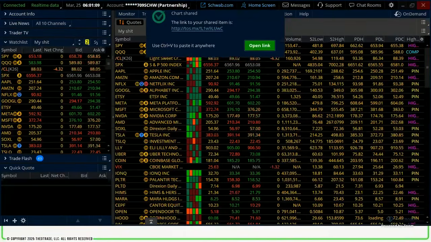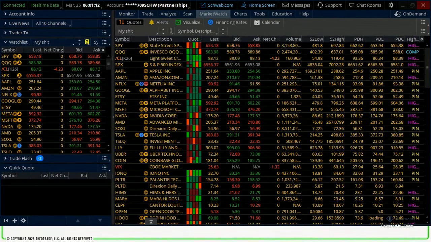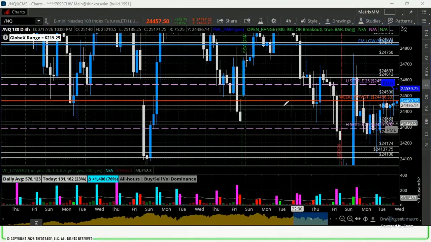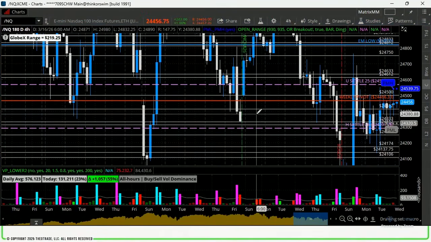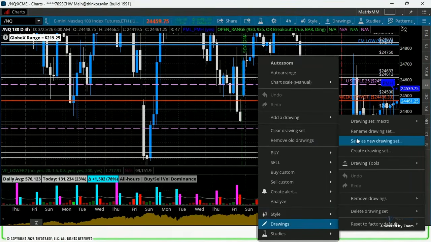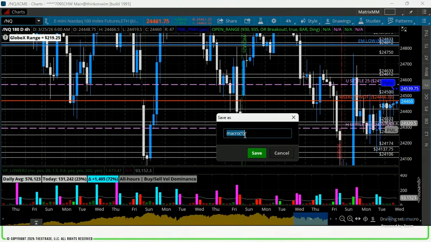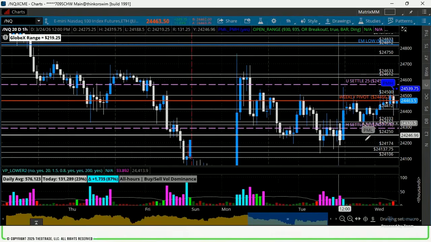Now, everything on here is a drawing set. So if you're going to use this chart for anything, you have to save it as a drawing set. If you don't know how to do that, you right click in the black area of the chart, go down to drawings, and save it as something. I call this my macro chart. And while we're here, let's spend a little time on it. We're going to go down to an hourly again.